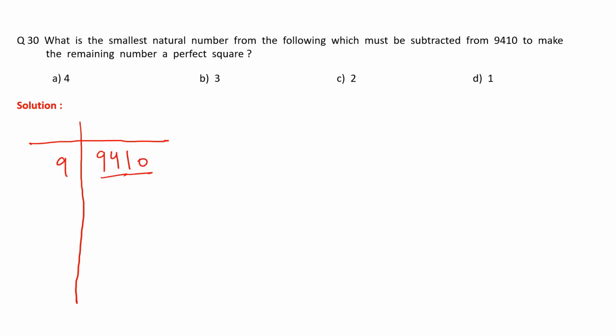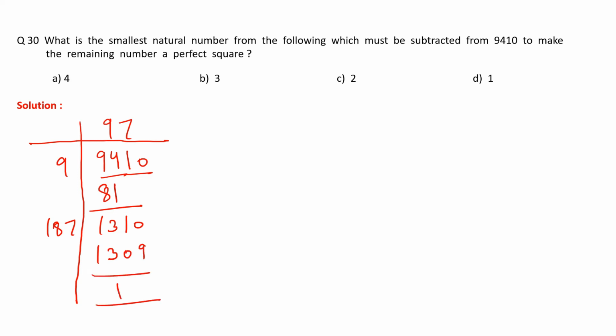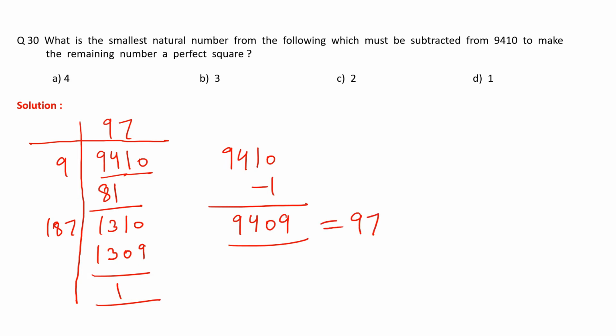It will be 9 9s are 81. 10 will come down. Now this is 18. It will go by 7 to give us 1309. So remainder comes out to be 1. Now it clearly suggests if we subtract 1 from this number 9410, then the number obtained 9409 will be a perfect square and it will be the square of 97. So clearly D is the right option. Now we move towards the next problem.